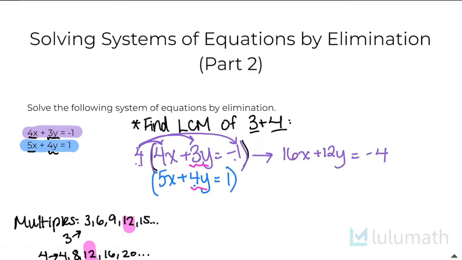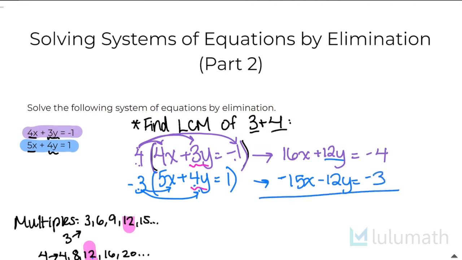Now I want to take my blue equation and multiply it by a value that will bring me to 12 as well. So 4 times 3 is 12. However, I don't want a positive 12y because I want them to cancel out with this 12y right here. So I'm going to multiply by negative 3 so I can get a negative 12y. Let's go ahead and multiply through. Negative 3 times 5x is negative 15x. Negative 3 times 4y is negative 12y, and then negative 3 times 1 is negative 3.